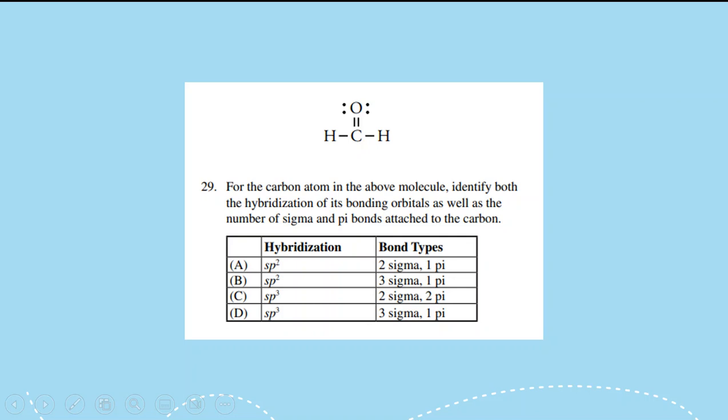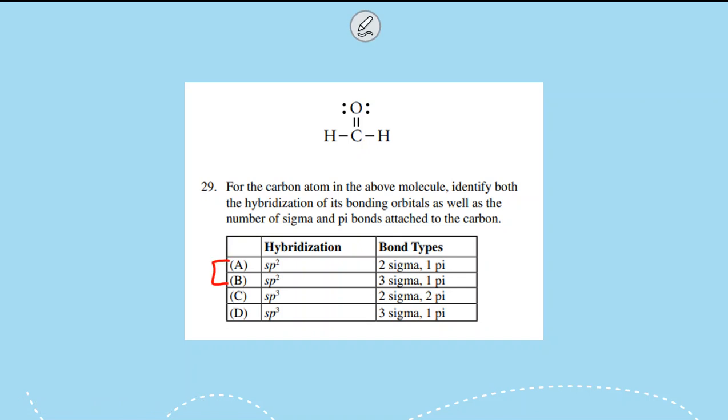Oh, here we go. For the carbon atom in the above molecule, identify both the hybridization, bonding orbital, as well as the sigma and pi bonds. So, 3 domains, 1 oxygen, 2 hydrogen bonding domains, no lone pairs around the central atom. So, that means how many orbitals merge? 3 domains means 3 orbitals. The first one's always the s, then comes 2p. So 3 orbitals. So it's definitely A or B.